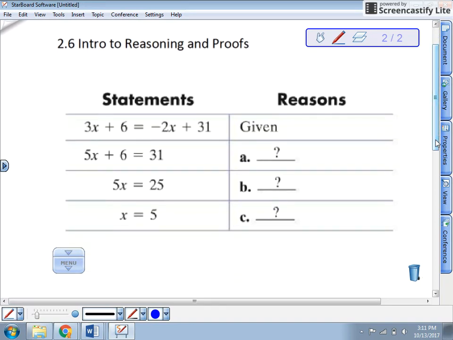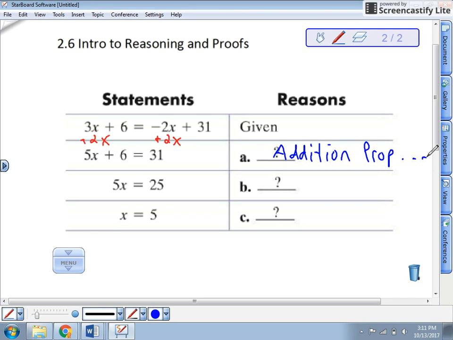Again, we've got 3x plus 6 equals negative 2x plus 31. That's our given. How do we get from there to the second line of 5x plus 6 equals 31? Well, it looks like they must have moved this plus 2x. They added 2x to each side. So, hey, there's our addition property. And then remember, sometimes they'll put of equality, okay?